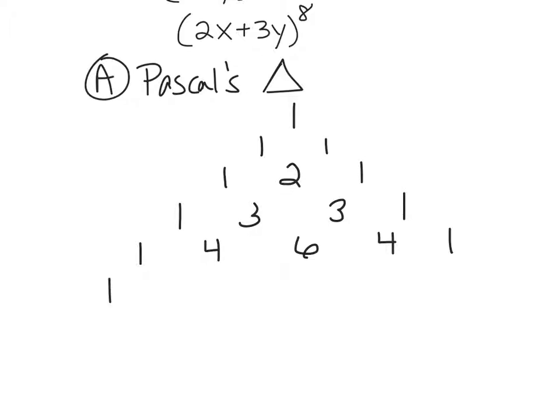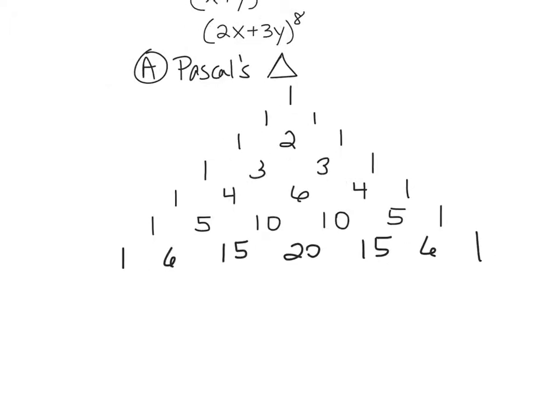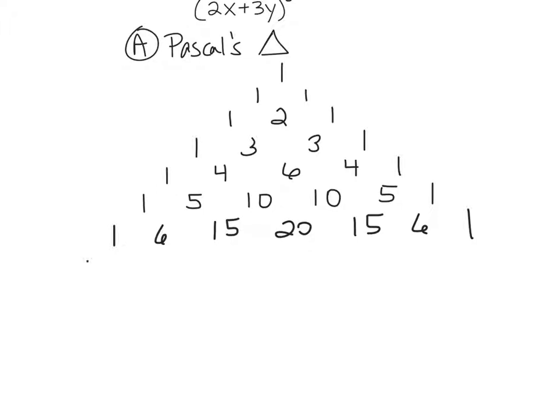Do it again. 1. 1 plus 4 is 5. 4 plus 6 is 10. 6 plus 4 is 10. 4 plus 1 is 5, and 1. And if you notice, there's some patterns forming. You can tell it is very symmetrical, right? Very symmetrical. The other thing is you can see this diagonal here is 1, 2, 3, 4, 5. So we're going to get 1, 6, 15, 20, 15, 6, and 1. Let's just do one more row. 1, 7, 21, 35, 35, 21, 7, and 1.